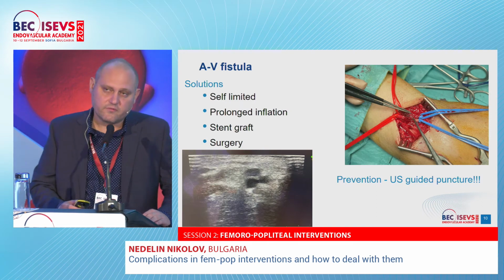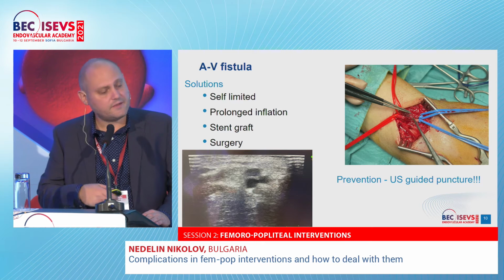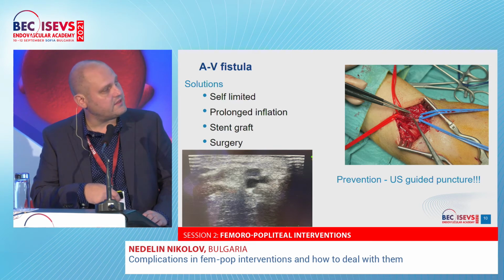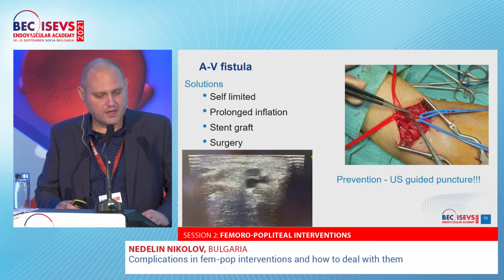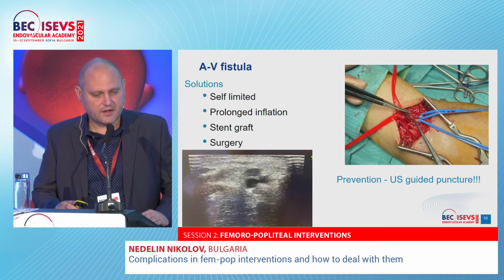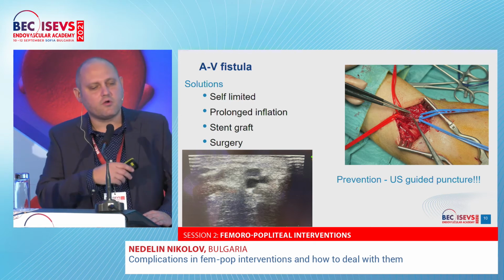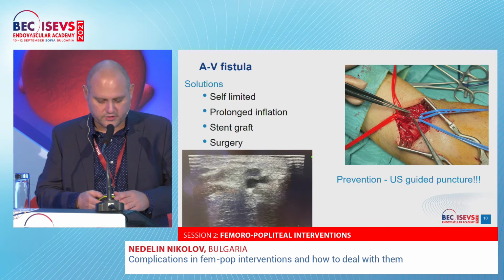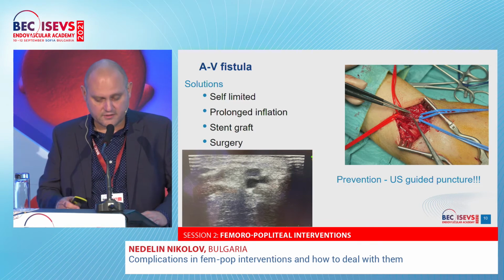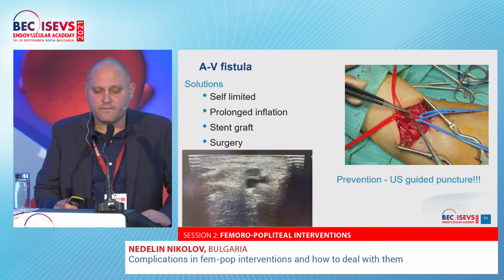Another popular site for AV fistula, as you can see, is the brachial artery. This is a typical case. Look at the artery and the two veins, and here is the AV fistula. This kind of fistula is good to be managed surgically. Usually, AV fistulas are self-limited. The other option is prolonged inflation, as I showed you. The other option is using a stent graft, and the final option is surgery, like in this case. Prevention: I strongly recommend usage of ultrasound-guided puncture.